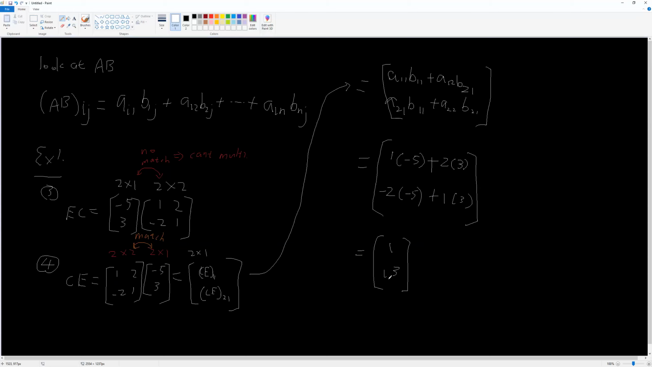Okay, and that's it, right? Let's check if the final size matches with what we started with. So we have a 2 by 2 matrix multiplied by a 2 by 1. The middle two numbers match. So the outer two numbers, 2 and 1, will be the size of the result, which is a 2 by 1 matrix, which is what we have here, 1 and 13. All right, so that's good.